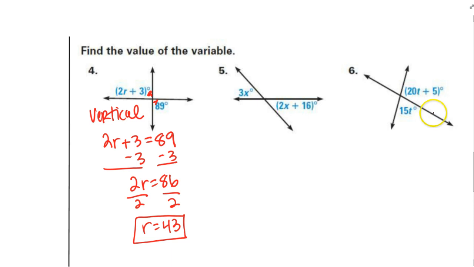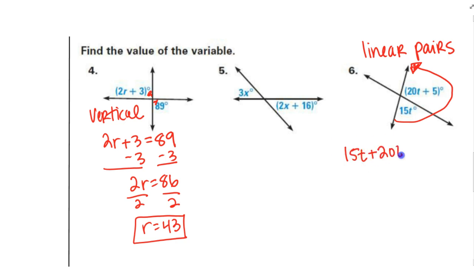Let's actually look at number 6. I want to talk about that one because it's a little different. Look at these angles. What kind of angles are they? We've learned 2 types today: vertical angles and linear pairs. So these are adjacent and they add to 180, so they're a linear pair. So we can say then that 15t plus 20t plus 5 equals 180 degrees.